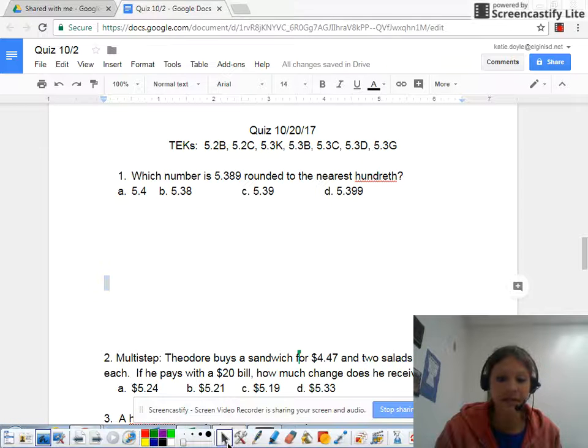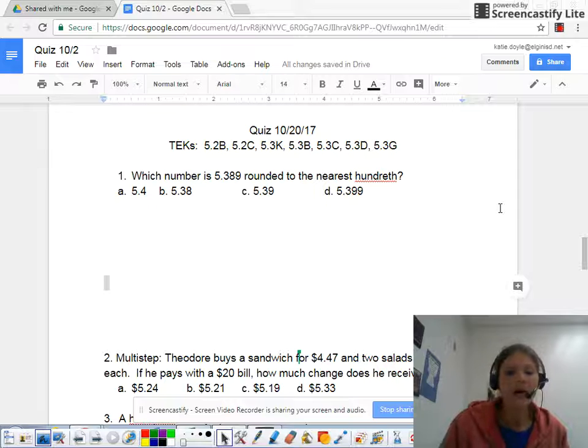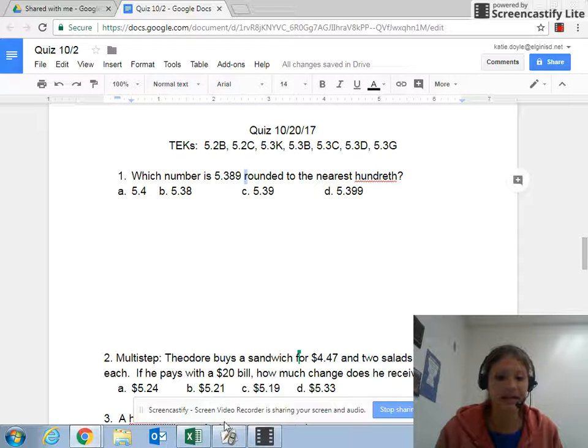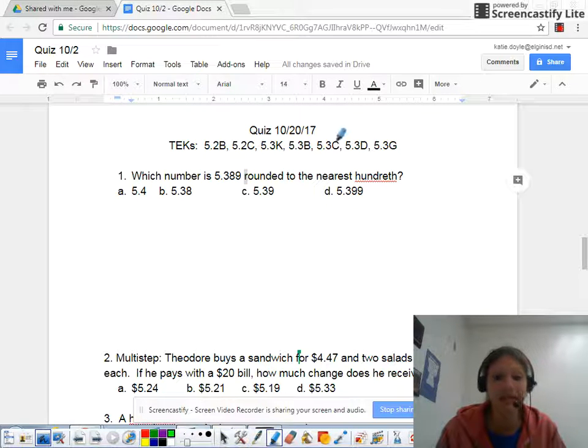The first thing it asks for is, what is 5 and 389 thousandths to the nearest hundredth? Round it to the nearest hundredth. So this is our tenths place, this is our hundredths, this is our thousandths. We want to round it to the nearest hundredths place.